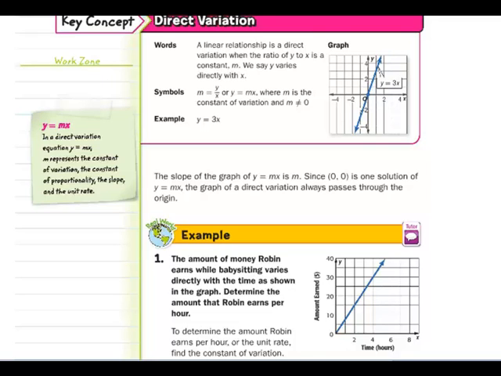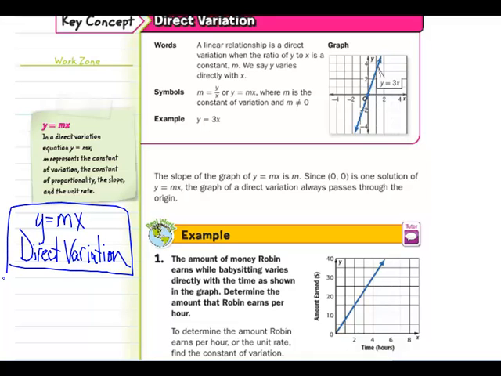All right, lesson 3, chapter 3, talks about direct variation. And actually the title of the lesson says writing the equation in y equals mx form. So this, just so you know, is called direct variation form. There are going to be lots of different forms that we use in this chapter. This is one that you need to know.